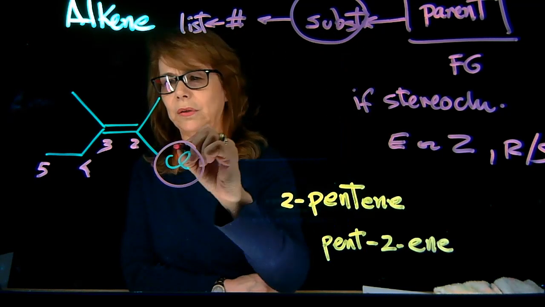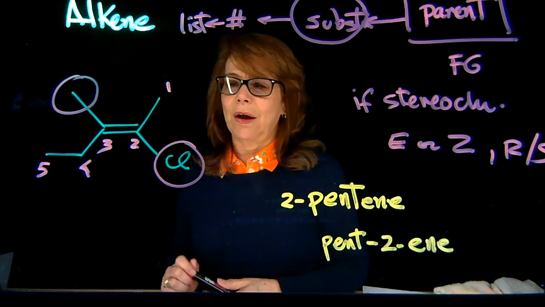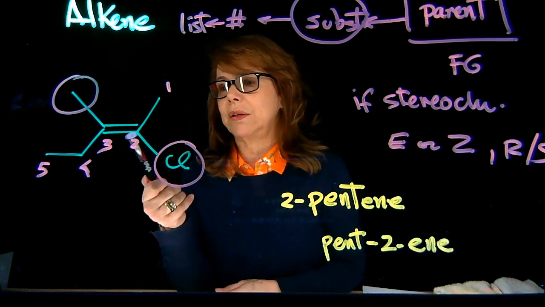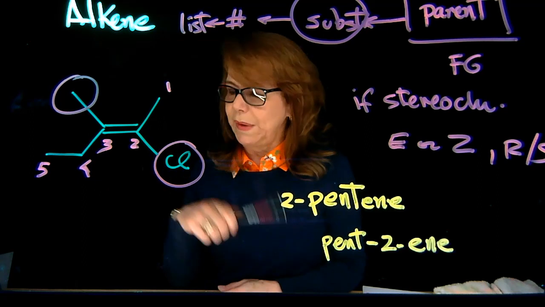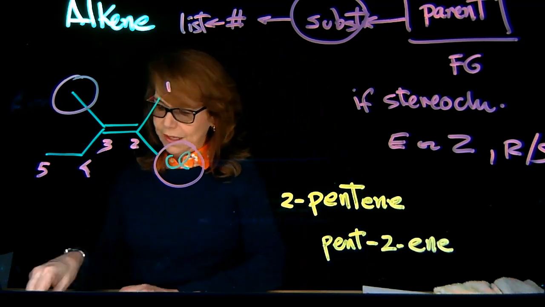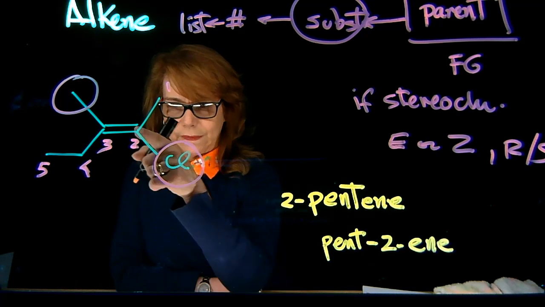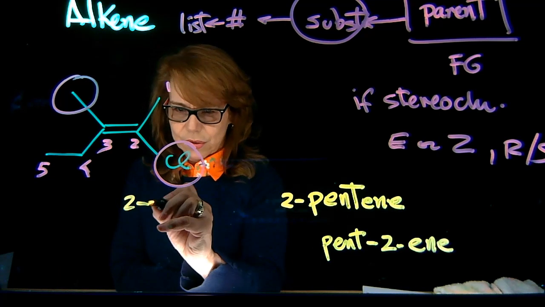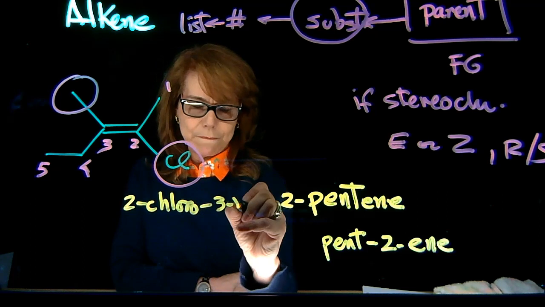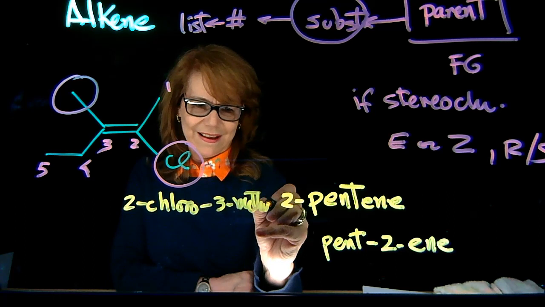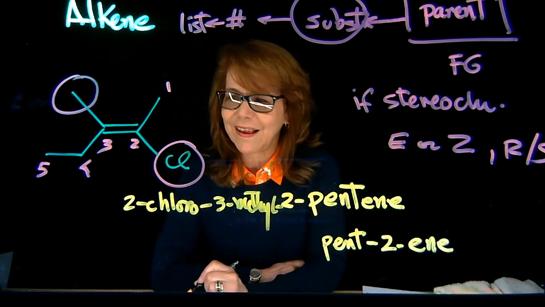Here I have a chloro, and here I have a methyl. When we're listing, we need to pay attention that the listing is alphabetical, so chloro goes before methyl. So when I give the name, I'm going to say 2-chloro, it is attached to carbon 2, 2-chloro, and then I put a dash, 3-methyl, dash 2-pentene, running short of space.